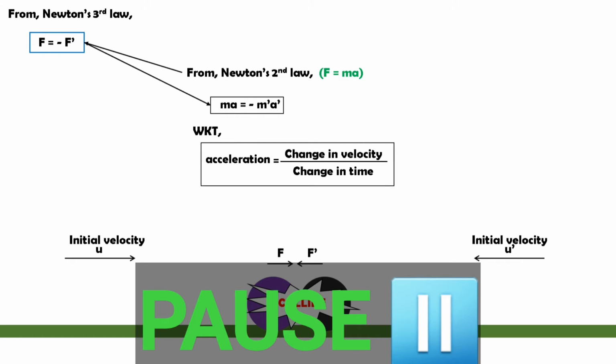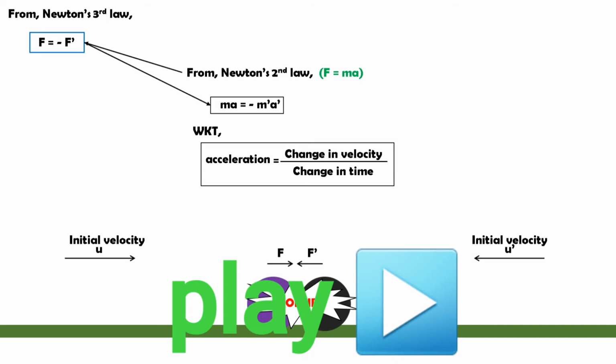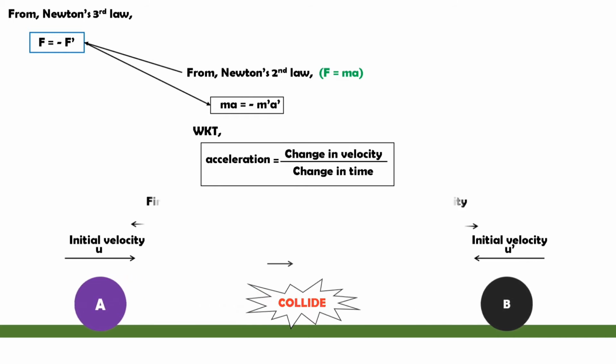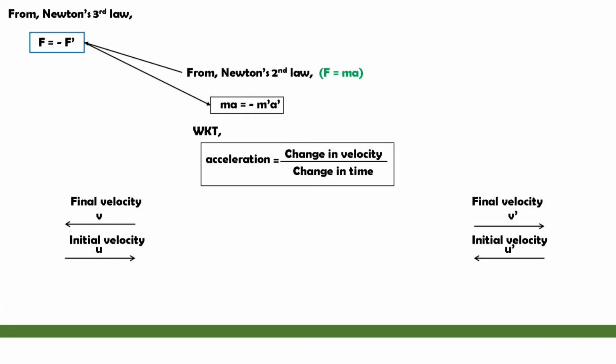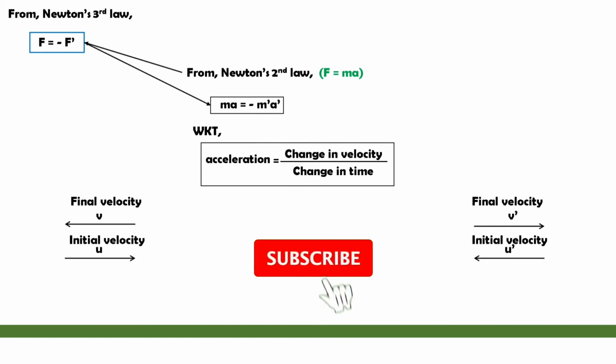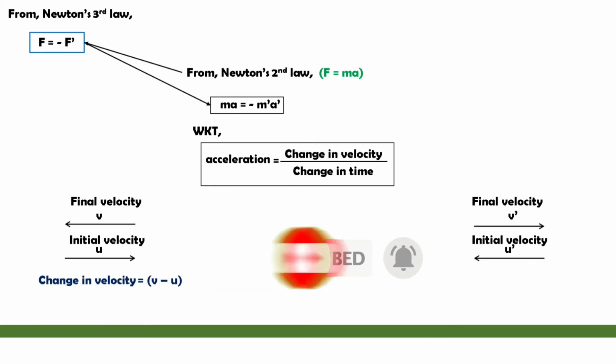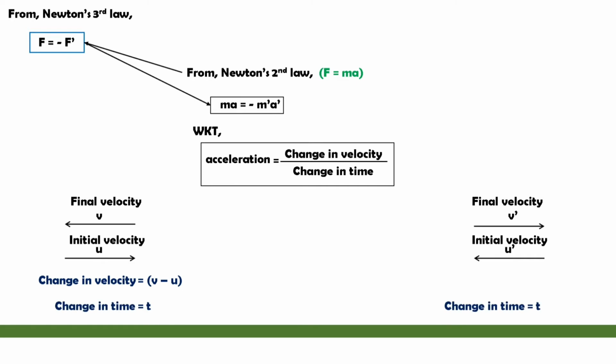Now to find the change in velocity, we need to play this scene again. After the collision, ball A and ball B will move in opposite directions with the final velocities v and v dash respectively. So here we can say that the change in velocity of ball A is equal to v minus u, and let's consider the change in time as small t in both cases. Now the change in velocity in the case of ball B is equal to v dash minus u dash. Now we have the change in velocities of both the balls.